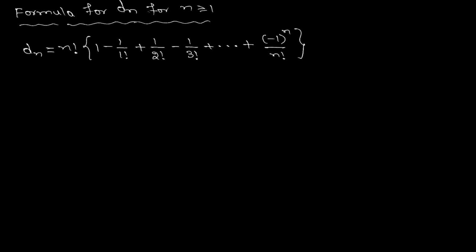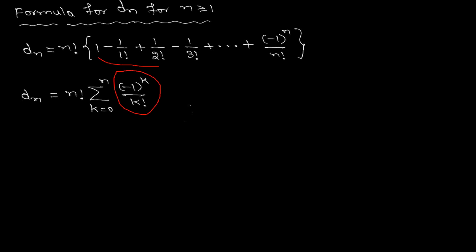The formula is Dn is equal to n factorial into this series. Dn is equal to n factorial summation k is equal to 0 to n. Here we have just written the series in the compact form, the whole series in the compact form.